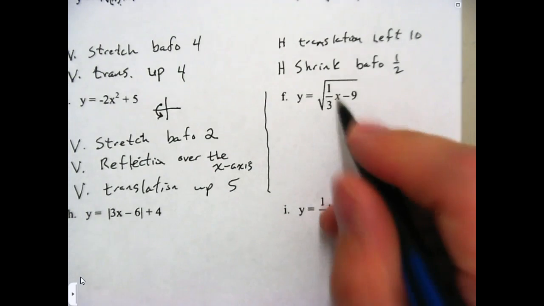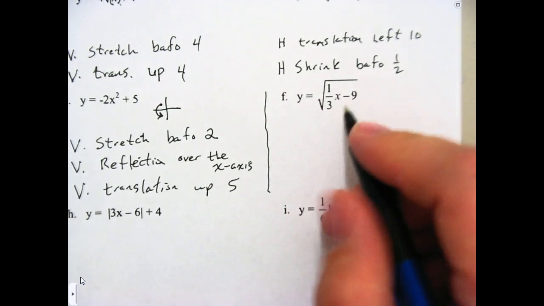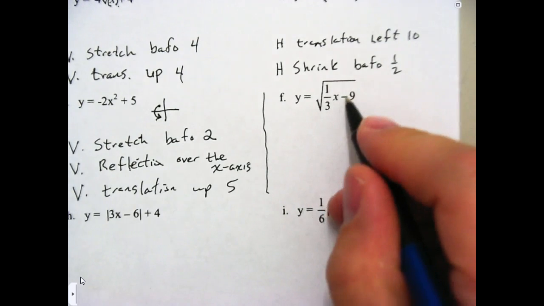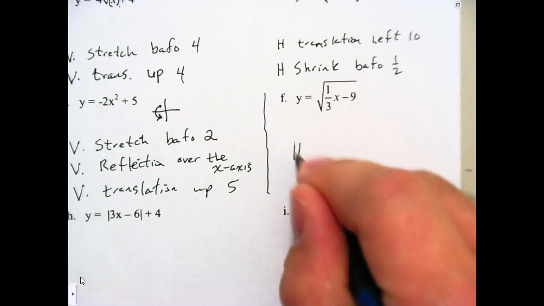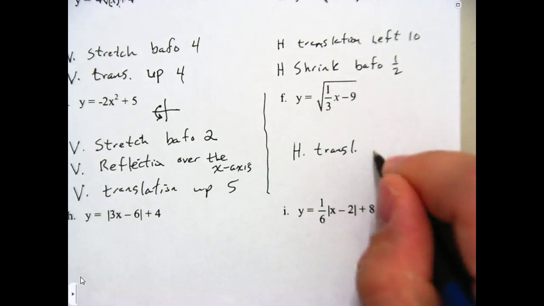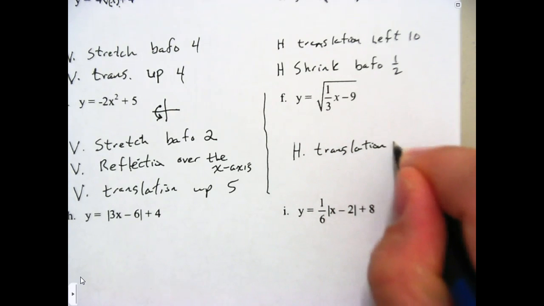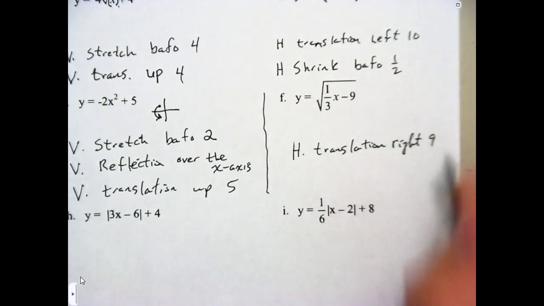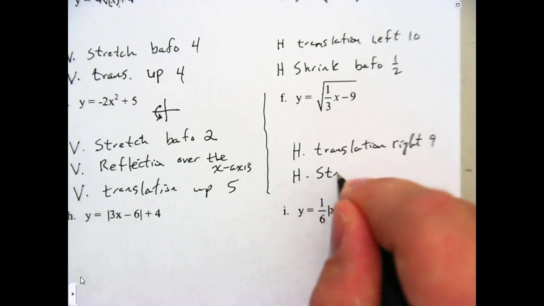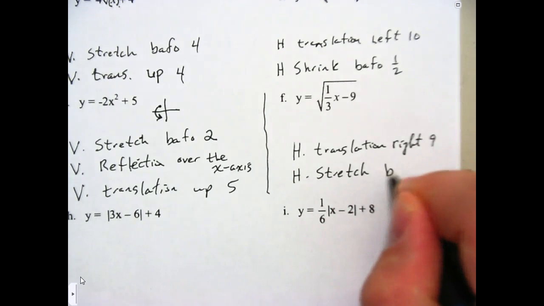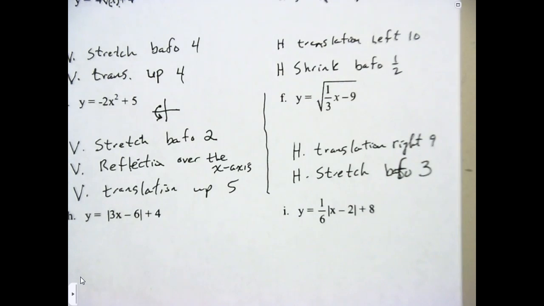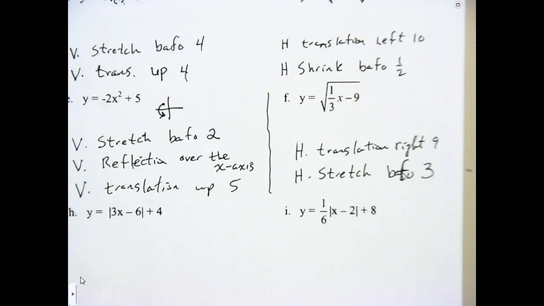Okay, ladies and gentlemen, which do I deal with first, the 1/3 or the -9? -9, and it's on the inside, so it is a horizontal translation, right 9. And then it is a horizontal stretch, by a factor of 3. Right? You got to take the reciprocal. It's backwards in there.